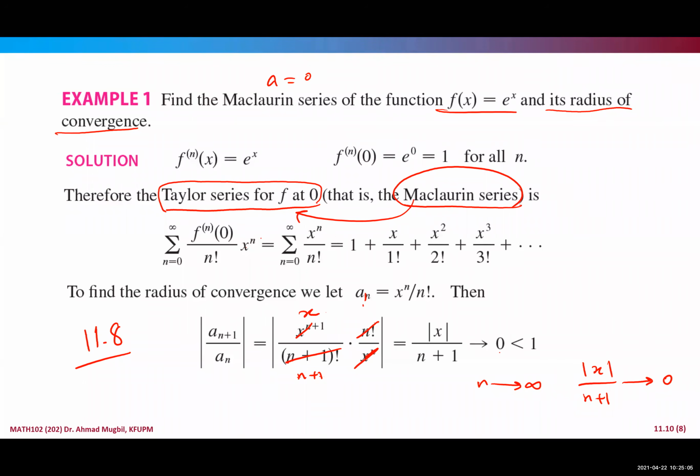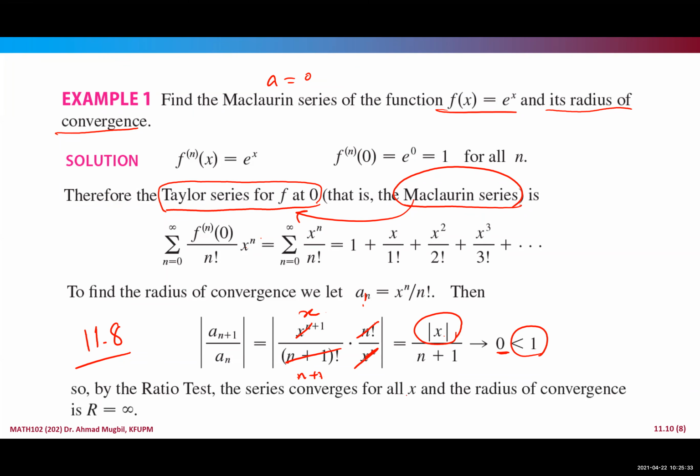Now when n goes to infinity, the absolute value of x over n plus 1 goes to 0, regardless of what x is, because x is not n, it is not going to infinity. The limit will be a fixed number over infinity, so it is 0, and this 0 is less than 1. So by the ratio test, this series is convergent for any x. It doesn't depend on x, yes, Shabab. So this series converges for all x, and the radius of convergence is infinity. Also, the interval of convergence is from negative infinity to infinity.